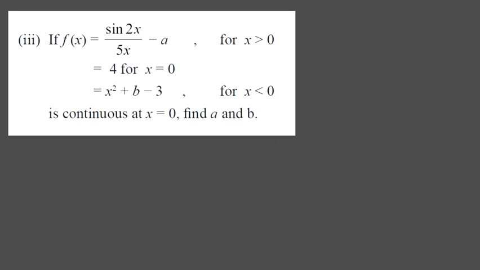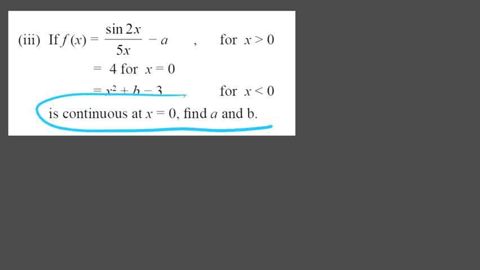We go ahead with the third one. So we have our function f of x defined in this manner for x greater than 0. For x equal to 0, f of x value is given to us as 4, and for x less than 0, the function has been given to us as x square plus b minus 3.